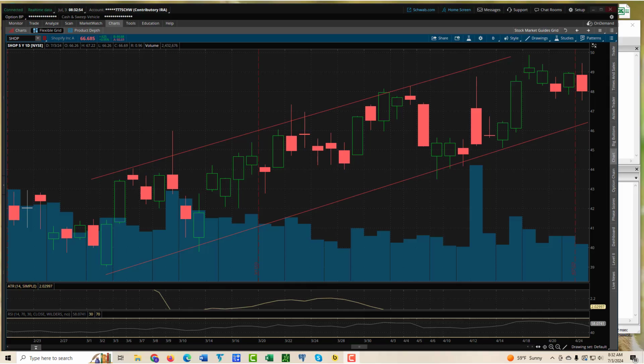In this video, I'm going to explain what a channel up pattern is in the stock market. On my screen here is a stock chart, and this is for Shopify. And you can see that the price bars kind of fall into this upward sloping channel. And so what I did on the stock chart here is add some lines.